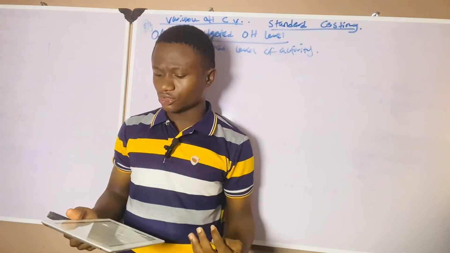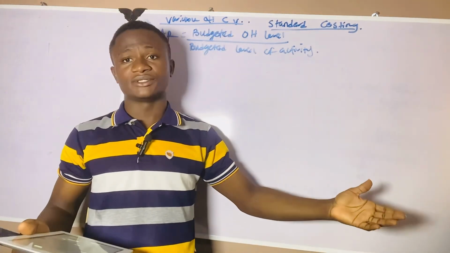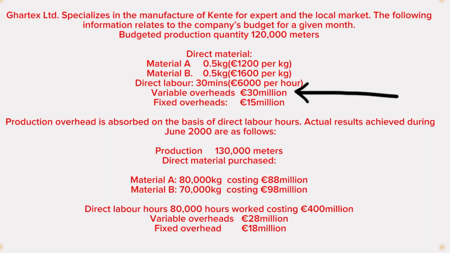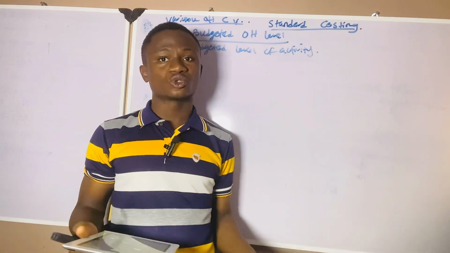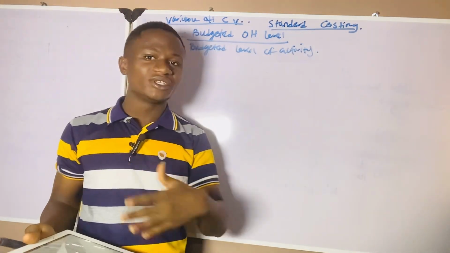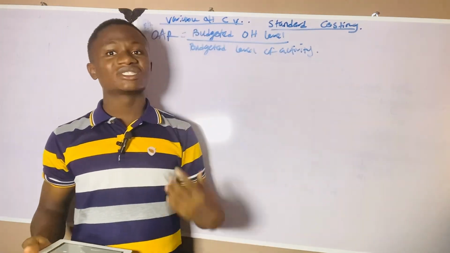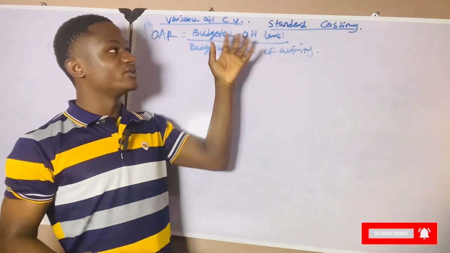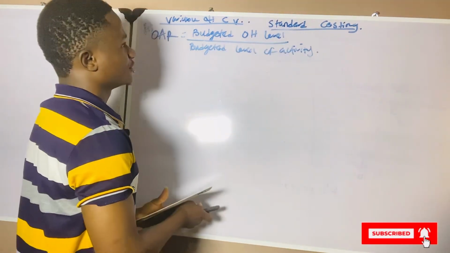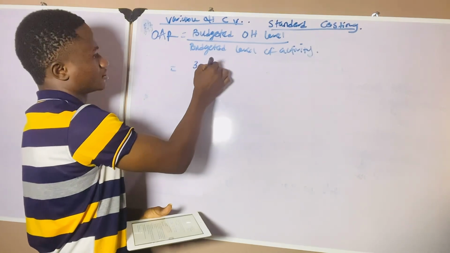If you go back to the question, in the standards that we were given before the actual result, we were told that the variable overhead is 30 million euros. That is the budgeted amount of money we intend to spend on variable overhead. So my budgeted overhead level is 30 million euros.